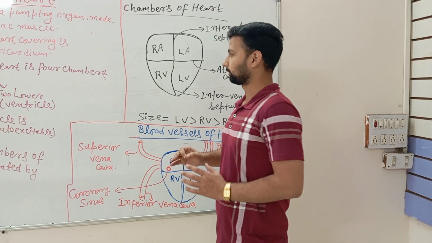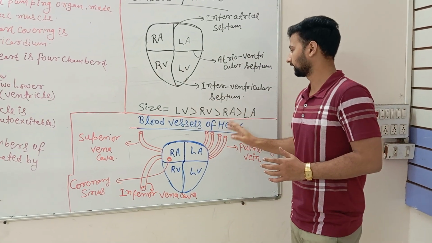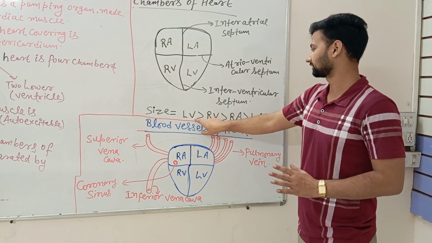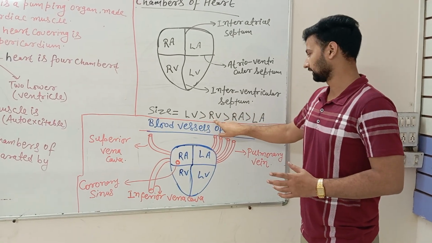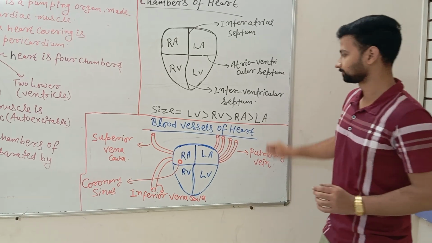If we talk about size of the chambers of heart, then size of chambers of heart are in this order. Left ventricle is highest in size. Another one, right ventricle, then right atrium, then left atrium.